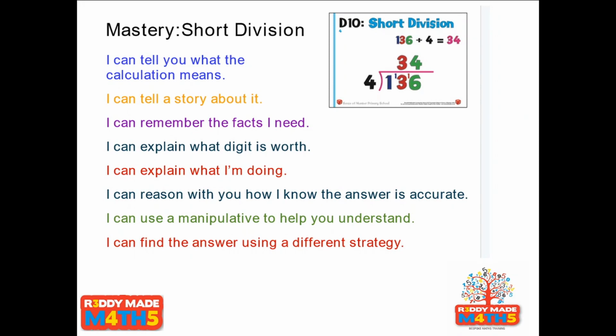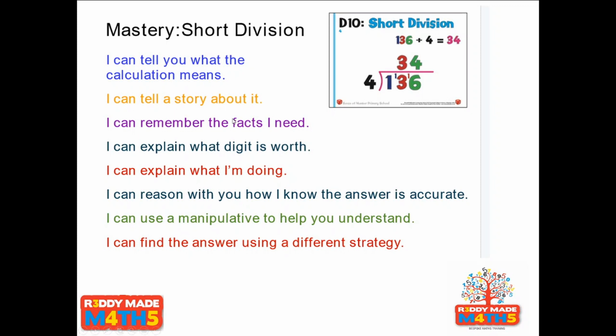And so really, this is what mastery is. Just looking at the calculation 136 divided by 4, which we're going to be seeing shortly, by the end of the session, what we should be able to do, first of all, is tell you what that calculation means. Potentially tell you a story about it. We're not really looking at the stories today, but there's a little bonus video that will develop a story around bus stop division. Can I remember the facts I need?